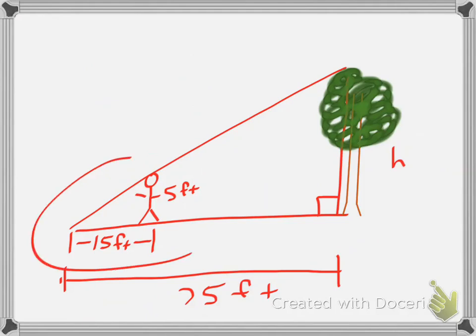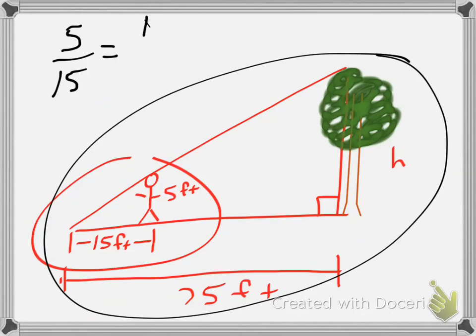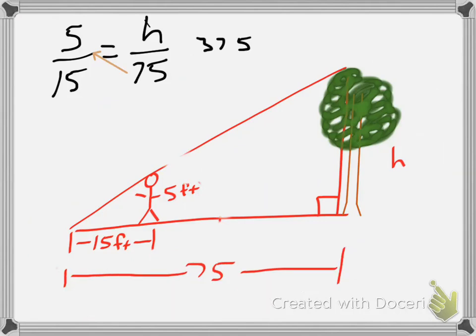So let's do that. We set up similar figures. So we have two triangles. Here's one, and I'm going to set up a ratio for that one triangle. 5/15. Now I'm going to set another ratio up for the bigger triangle, which would be h/75. Now I cross multiply. 75 times 5, 375, equals 15 times h, which is just 15h.